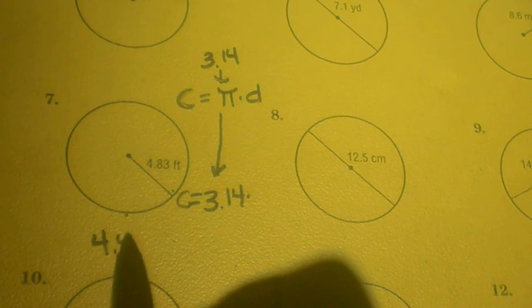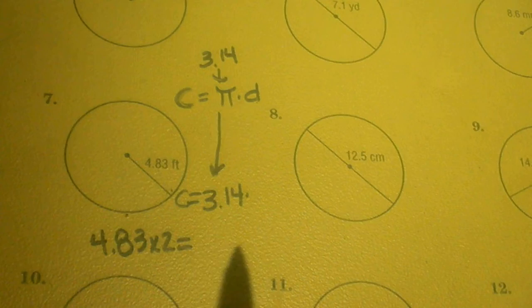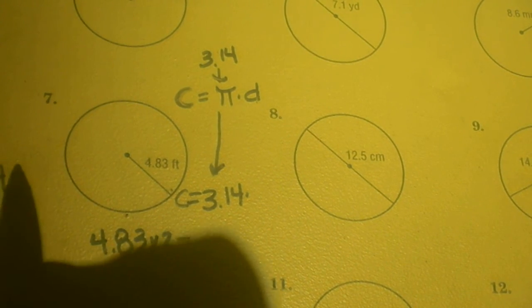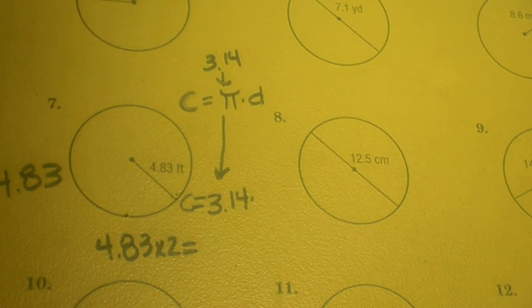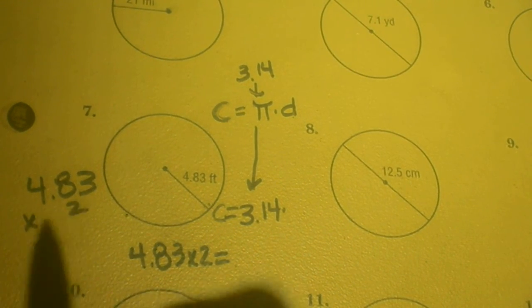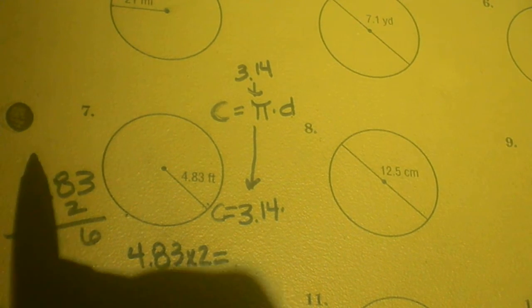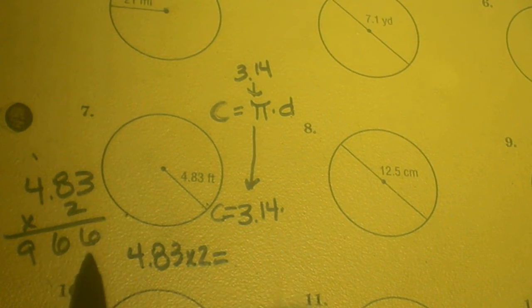So 4.83 times 2 is equal to 6. 8 times 2 is 16. 4 times 2 is 8, plus 1 is 9. There are 2 decimal spots to the right of the decimal, so it's 9.66.